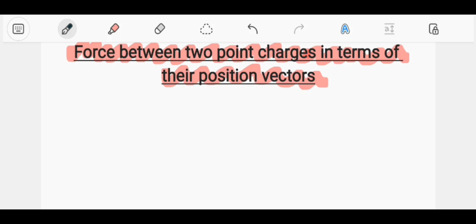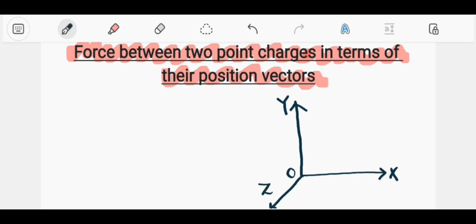Students, in this video, we will be discussing the force between 2 point charges in terms of their position vectors. Now, students, if we talk about position vectors, then we will have to consider a frame of reference. Let us consider a frame of reference and name it O, X, Y, Z. Clear?